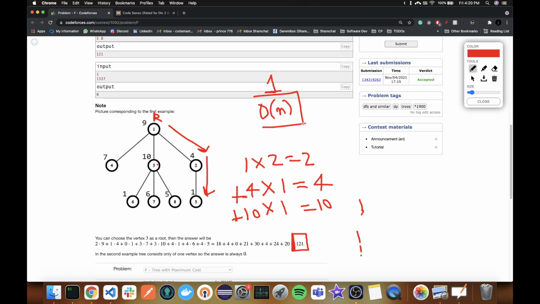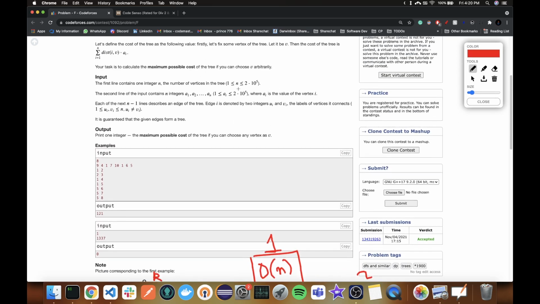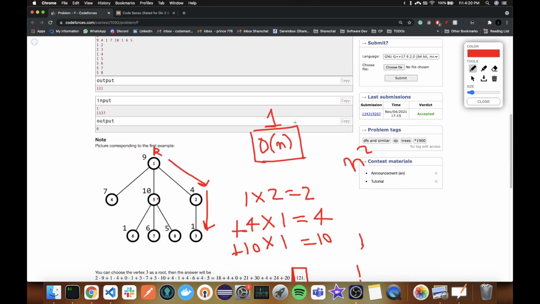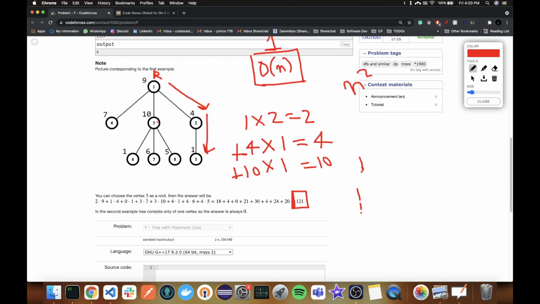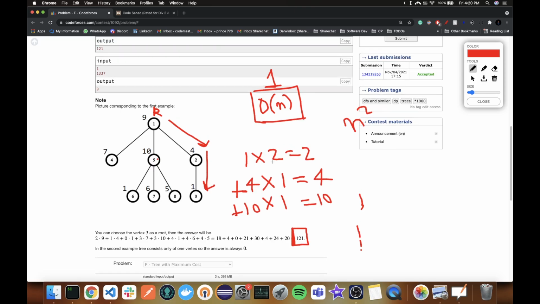But let's say you have figured this out, be it O(N) or O(N log N), but something that you can do. But if you were to do this for every vertex, it would become N squared, which is too slow because N is this large. So this is where rerouting comes in. Here, as you can see, we had a problem which we can solve if we were to root at a specific vertex. Now we have to solve the same problem, but with a different vertex rooted. That we can solve using rerouting DP.